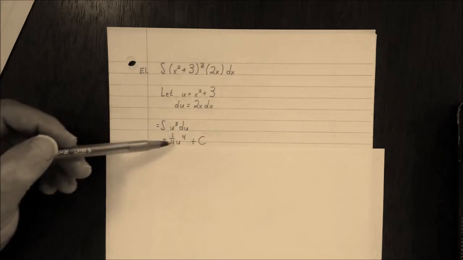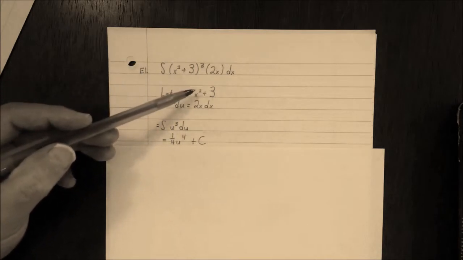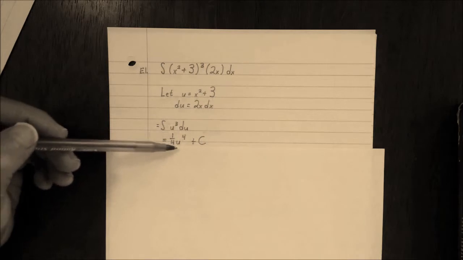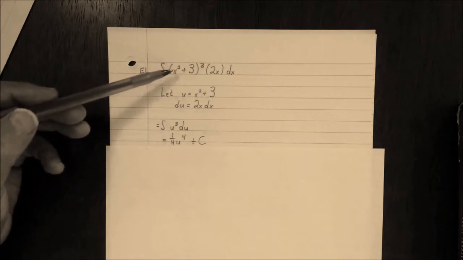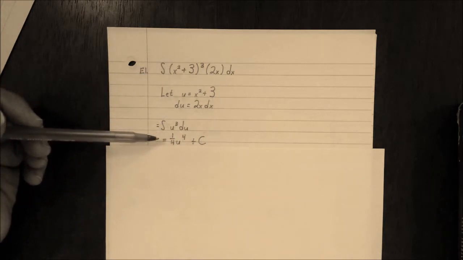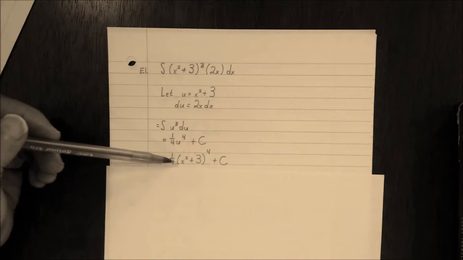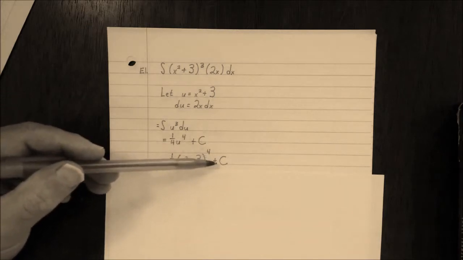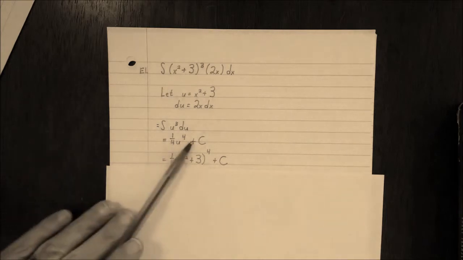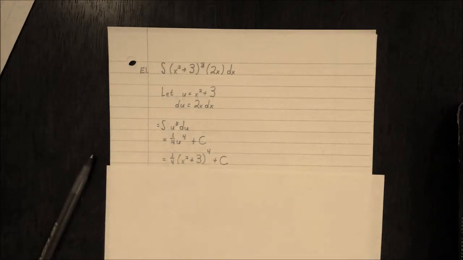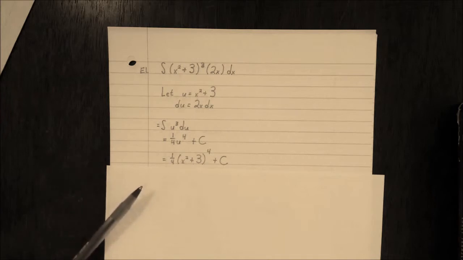And then of course you have to go back and place x squared plus 3 into u, because the problem actually has x's. So the person's going to want to see it in that format. So you end up getting 1/4 times the quantity x squared plus 3 raised to the 4th plus the constant of integration. You must remember that constant of integration. We don't know what the constant is, we just know it has to be there. It can be any constant. So please do not forget that.